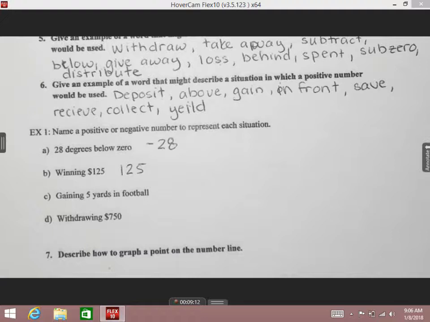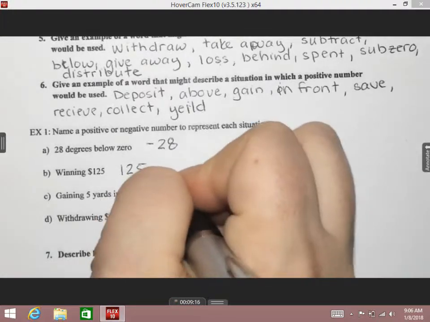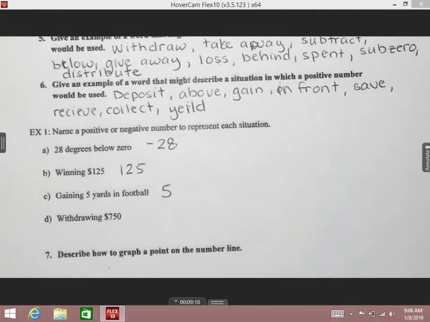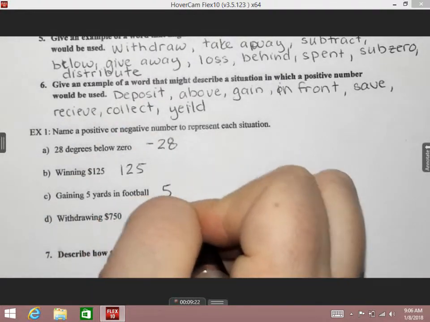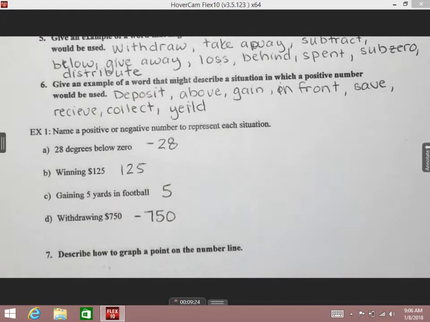What about C? Gaining 5 yards in football. Sarah Grace? Withdrawing $750. Gabriella? Negative 750. Okay. All right, questions about this first example? This is repeating what we did last Thursday, last Friday. See it again now.